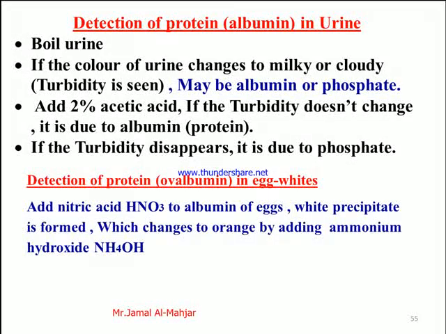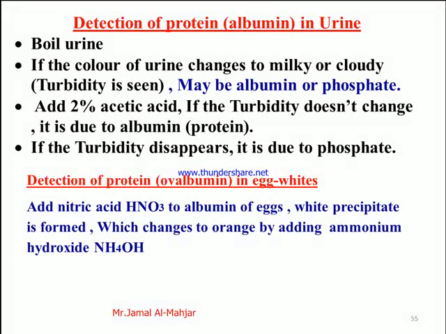So maybe the question is, nitric acid and ammonium hydroxide are used to distinguish or to detect carbohydrates or proteins or vitamins or lipids. What do you choose? Yes, you have to choose proteins.